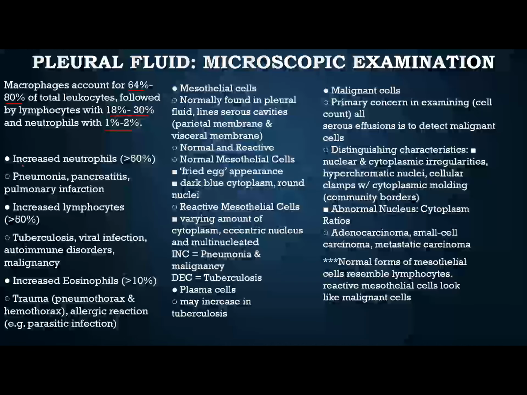Now, if there is an increased neutrophil, let's say greater than 50% neutrophils are seen, it's a sign that the patient has pneumonia, pancreatitis, or pulmonary infection. If there is an increased lymphocyte greater than 50%, it could be TB, viral infection, autoimmune, or malignancy. If it's increased eosinophil greater than 10% class, it could be a trauma. So it's either pneumothorax or hemothorax, allergic reaction, or parasitic infection.